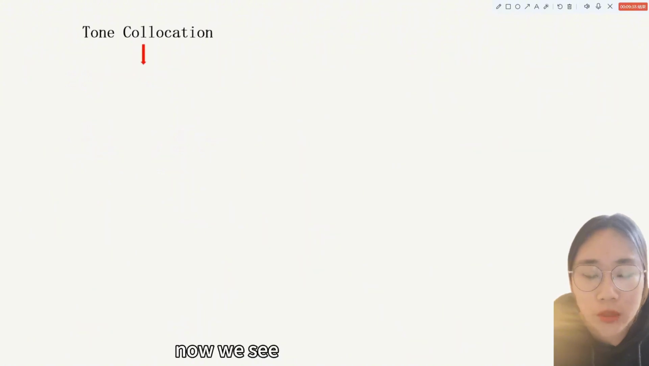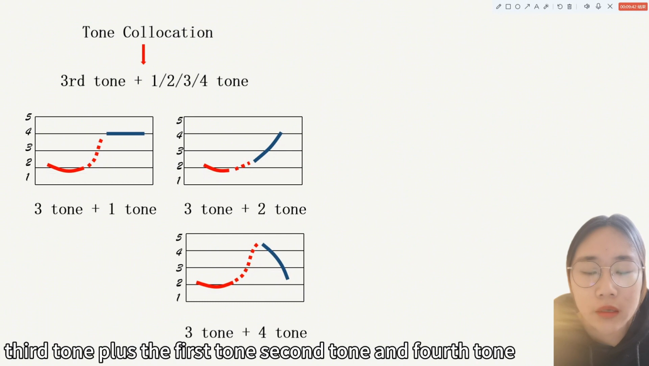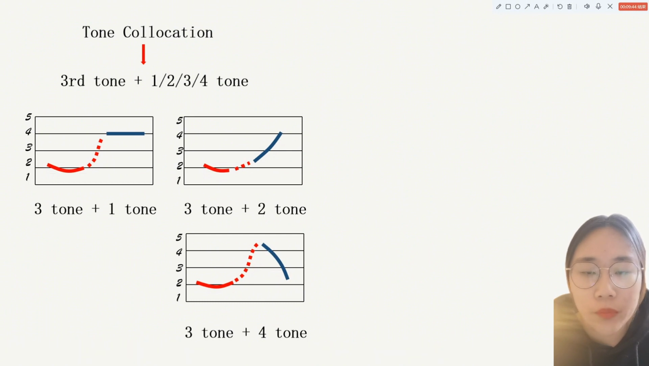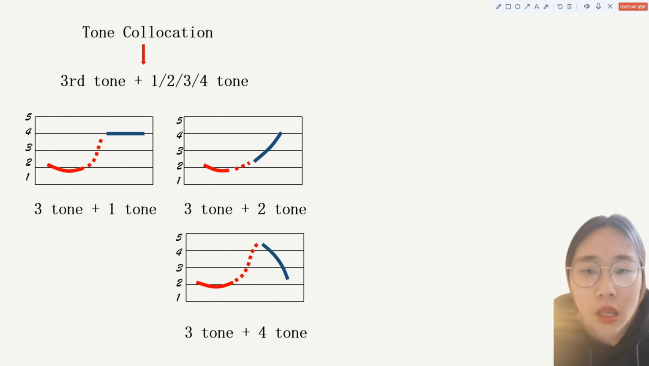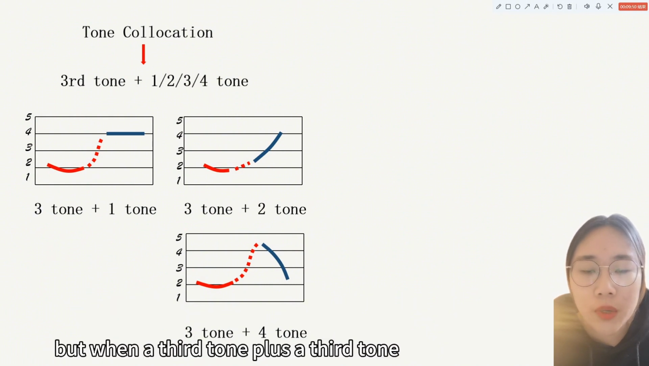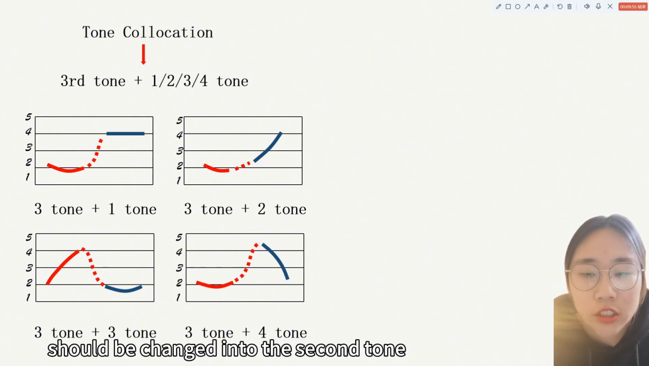Now we see a third tone plus the first tone, second tone, and fourth tone. The pronunciation remains unchanged. But when a third tone plus a third tone, the first third tone should be changed into the second tone.